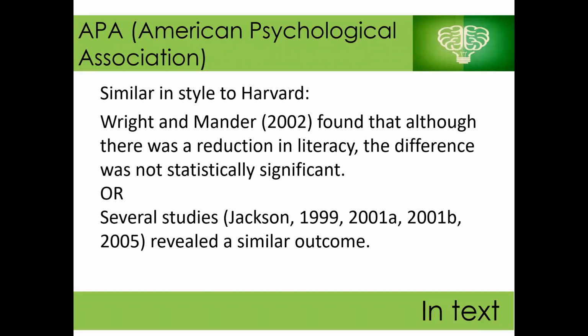The APA, or the American Psychological Association referencing style, is also very popular here in Cambridge. It's often used in the social sciences particularly. It is very similar in style to Harvard, again using inline references in brackets.